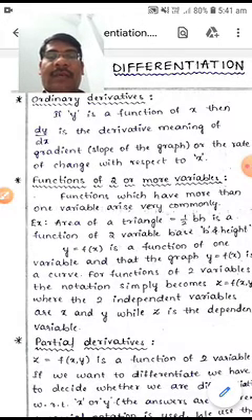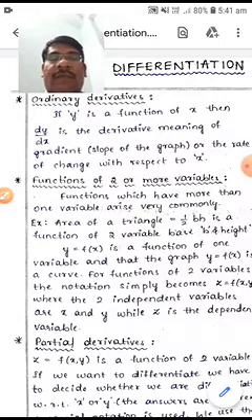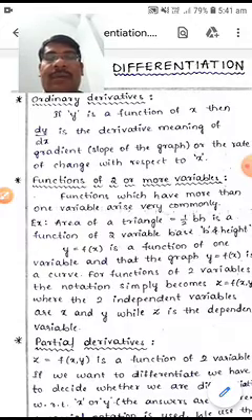Here y is equal to f of x is a function of one variable, and the graph y is equal to f of x is a curve. For functions of two variables, the notation is simply z is equal to f of x comma y, where two independent variables, that are x and y, while z is the dependent variable.